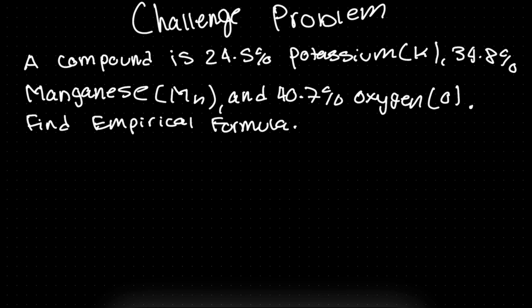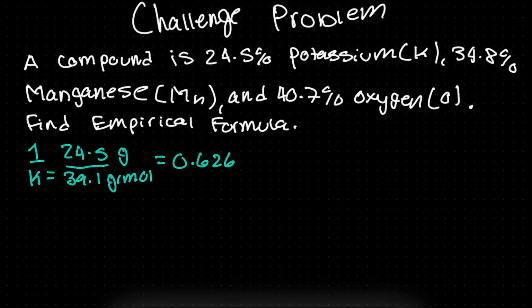So let's go through it step by step. What's our first step? To convert mass to moles. So we'd have 24.5 grams of potassium, and we have to find its molar mass. On the periodic table, it's the atomic mass. So 39.1 grams per mole, which is equal to 0.626 moles.